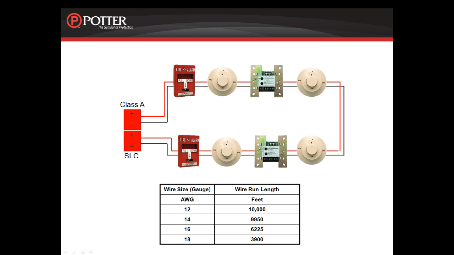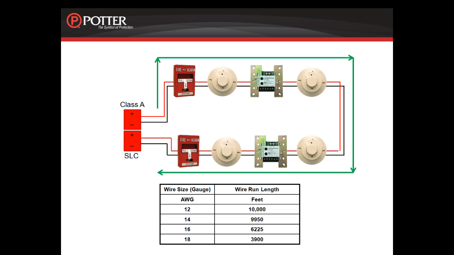To determine the length of a Class A circuit, you need to measure the distance of the wire from where the circuit started through all the devices and then back to wherever the circuit is terminated. The same chart works for Class A wiring to determine the gauge of wire that will work on your project.